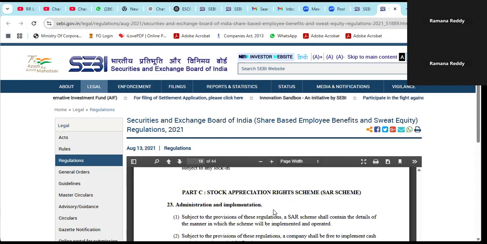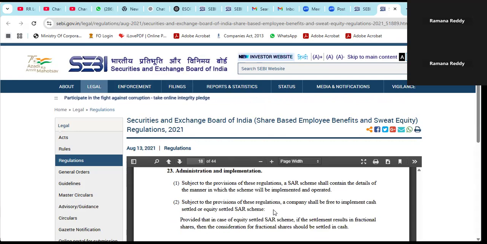Then we will move on to Part C. That is the third scheme. Stock appreciation right scheme. This is also called the SAR scheme. Then we will talk about administration and implementation. Subject to the share-based employee benefit and sweat equity regulations, the SAR scheme shall contain the details of the manner in which the scheme will be implemented and operated. So all the details shall be mentioned in the scheme itself.